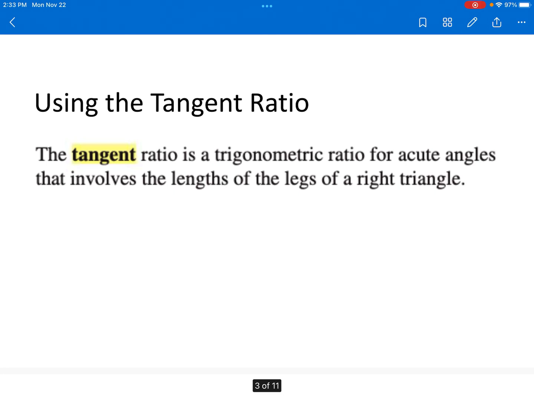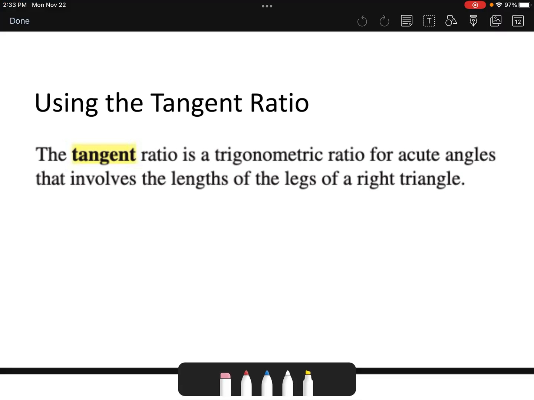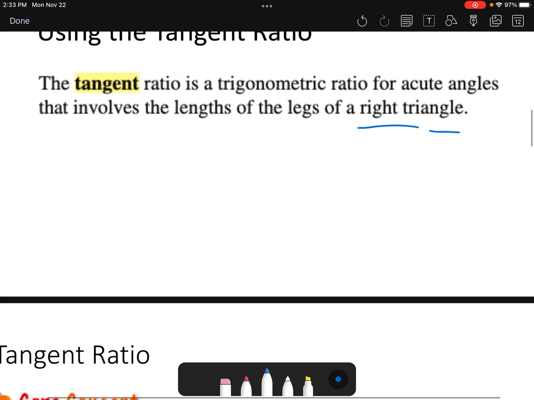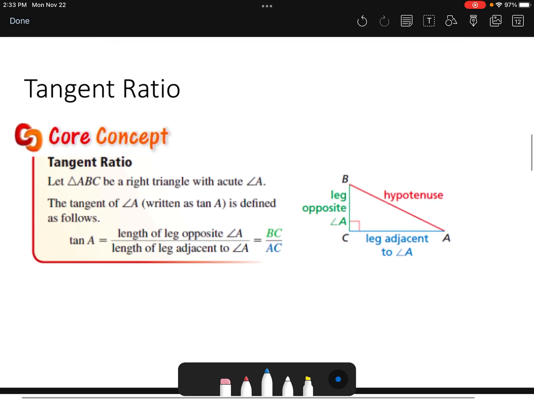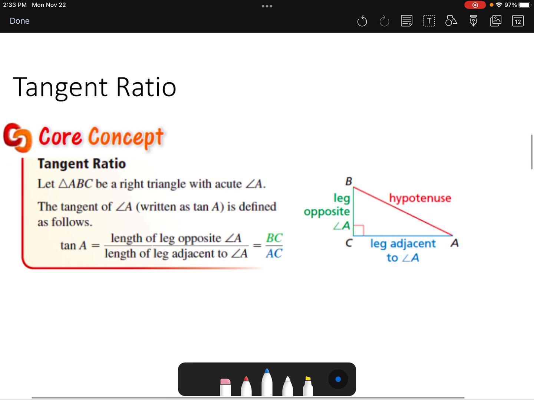Now, the tangent ratio is a trigonometric ratio. When you see the word ratio, we should be familiar with that. It means fraction, right? And it's a fraction that's going to involve the lengths of the legs of a right triangle. So the tangent ratio literally means, if we pick an angle, say angle A. Now, we never use the right angle, and this only works in right triangles, mind you. We use one of the acute angles, in this case, either A or B.